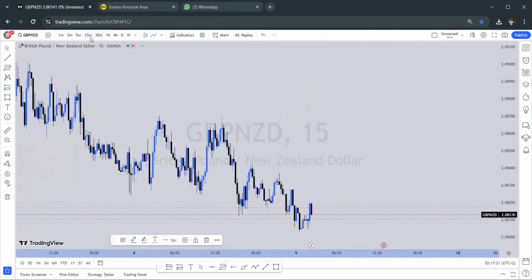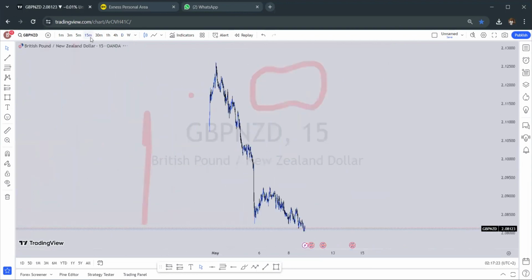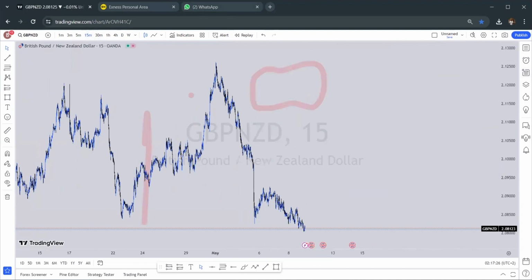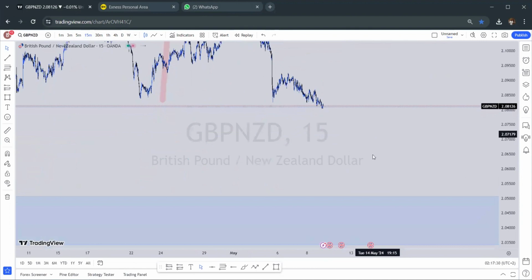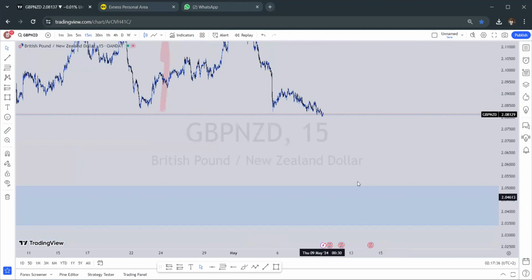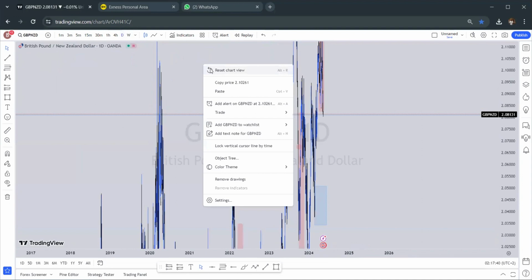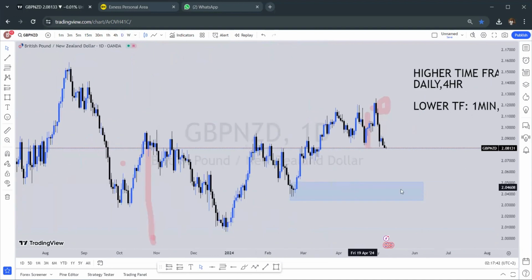You may go down to 15 minutes. When you go down to 15 minutes, you will have spotted where this market is heading to, which happens to be here. But that's what we marked out on daily. Let's go to daily again for you to see it. This is the zone again. This is the zone we're expecting this market will come out and tap back.